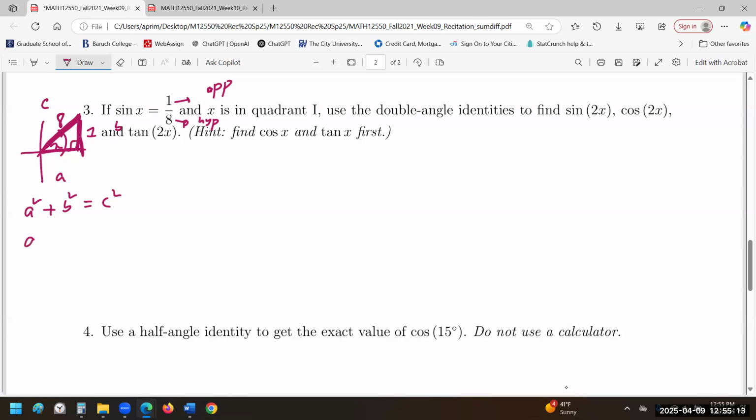So you have no idea what is A squared, but you do know our B is 1. So it becomes 1 squared. And our C is 8. So it becomes 8 squared.